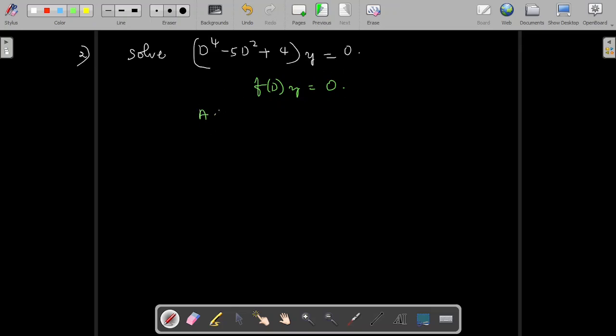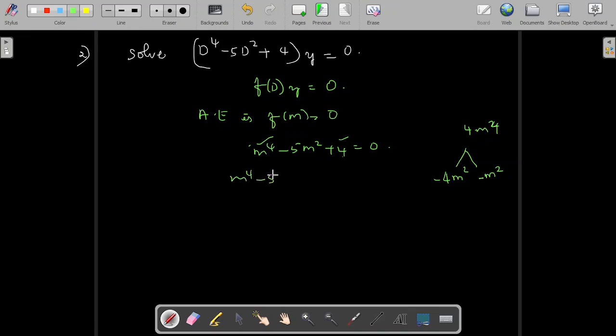So you need to get the auxiliary equation, f of m equal to 0. Replace D by m: m power 4 minus 5m square plus 4 equal to 0. I have to simplify this. So you can solve it like this also. When you multiply, you should get 4m power 4, first and last. When you add, you have to get minus 5m square. So the possibilities are 4m square, m square, with a minus. When you multiply, you will get this, and when you add, you will get minus 5m square.